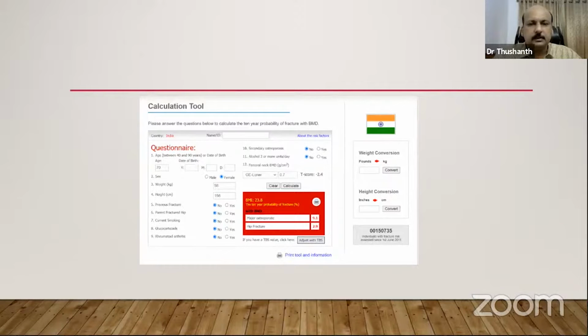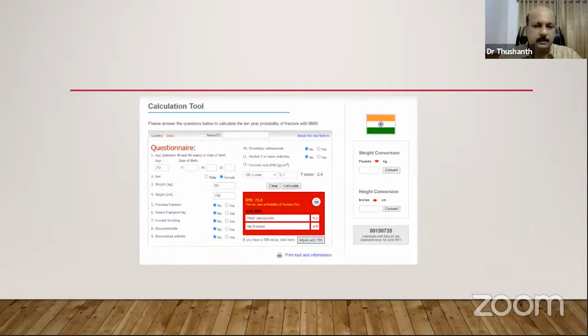It is country specific, so this is for India. I went to the site and did this calculation, putting in a 70-year-old female with the height and weight, and then the various risk factors they are asking about. Actually, in this I put no for everything. Finally, the risk has come up as 2.9 for hip fracture and 9.1 for major osteoporotic fracture. And we can even put in the T-score, and the TBS score can also be put in, and again the risk score can be modified based on that. So this is a tool which is very well used now.